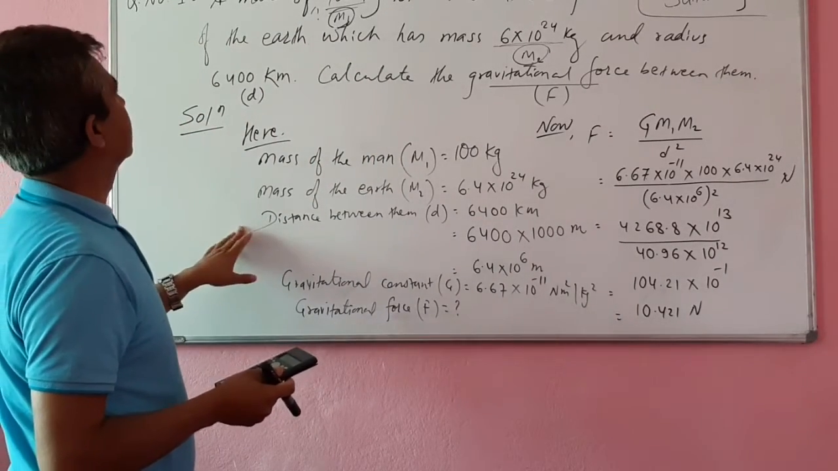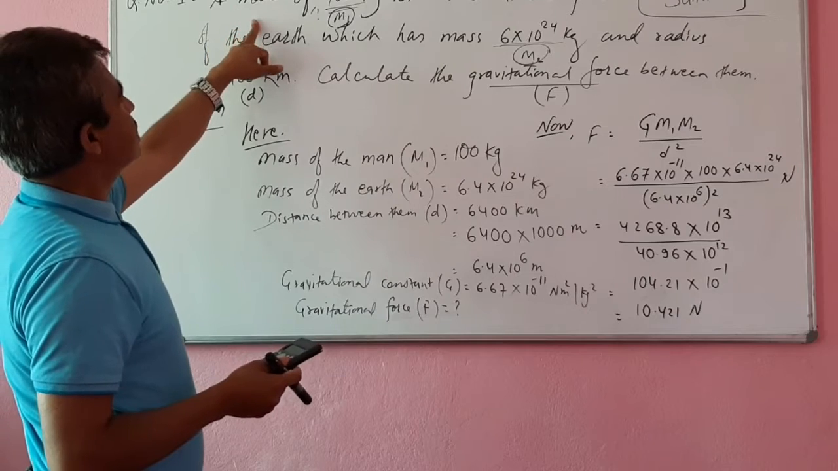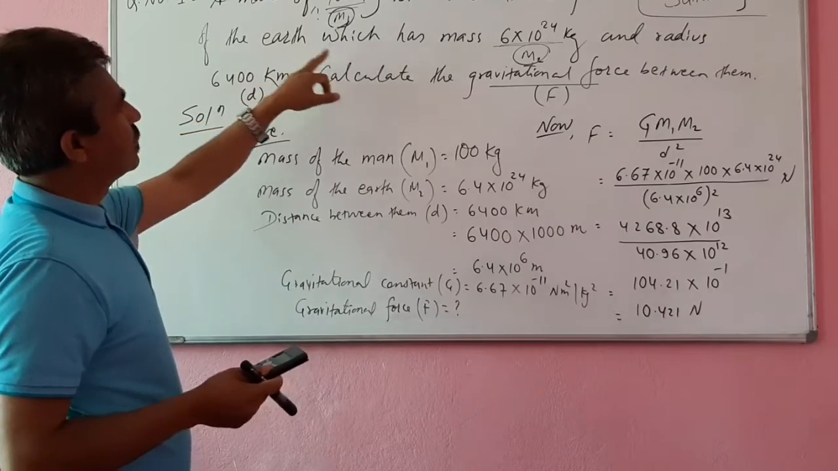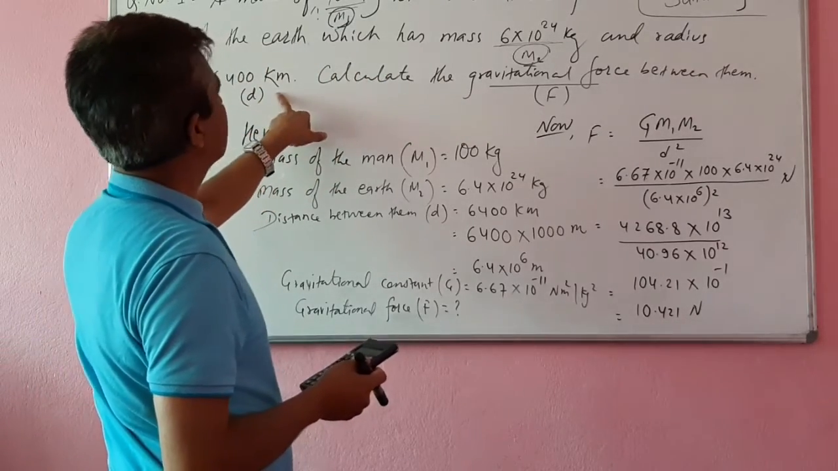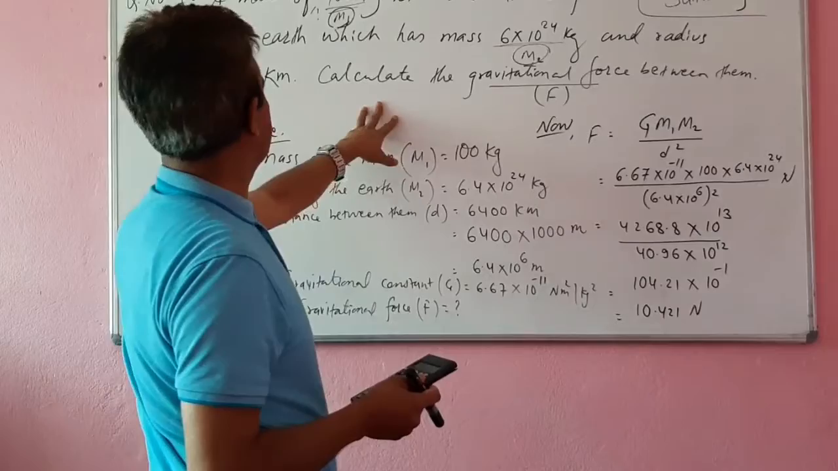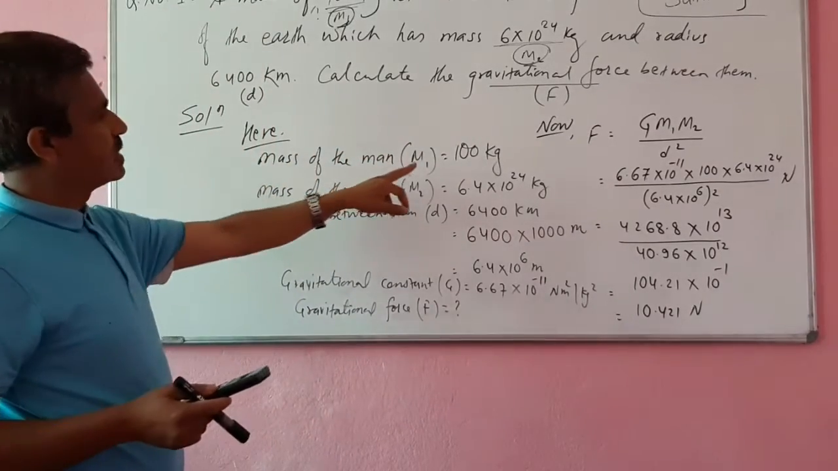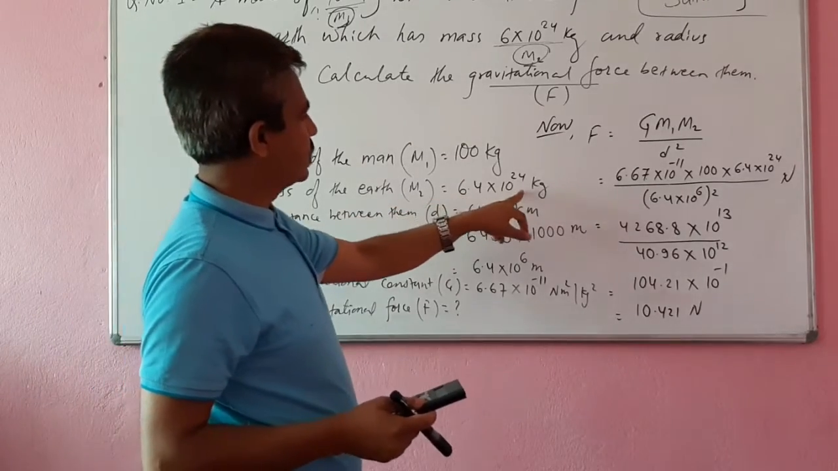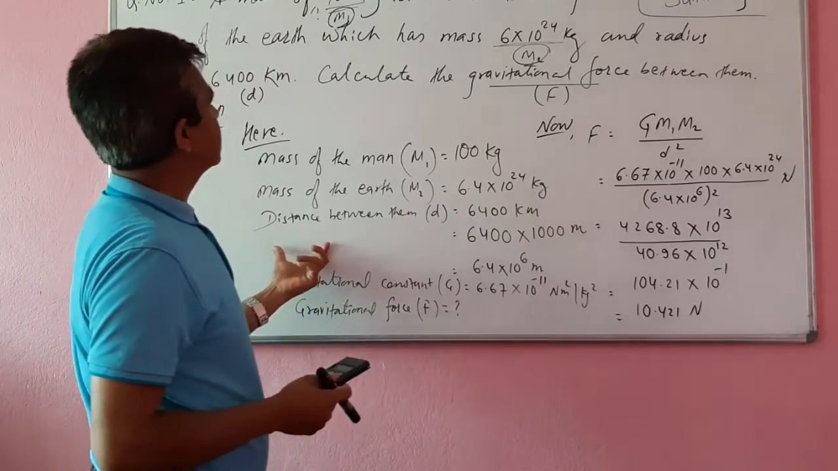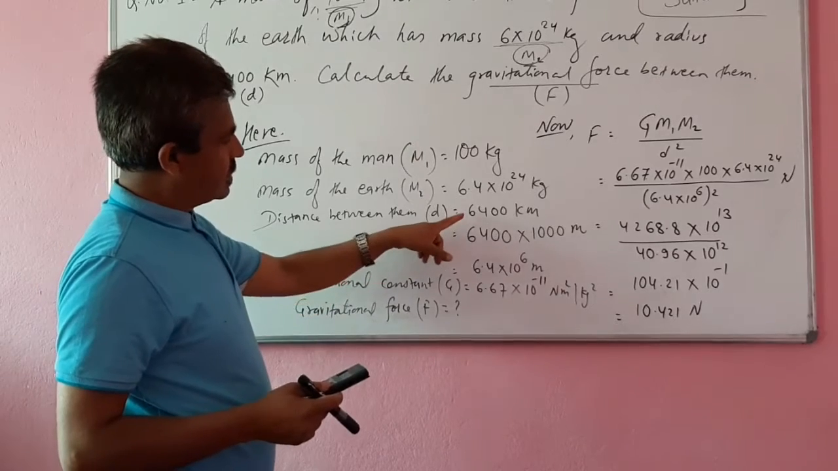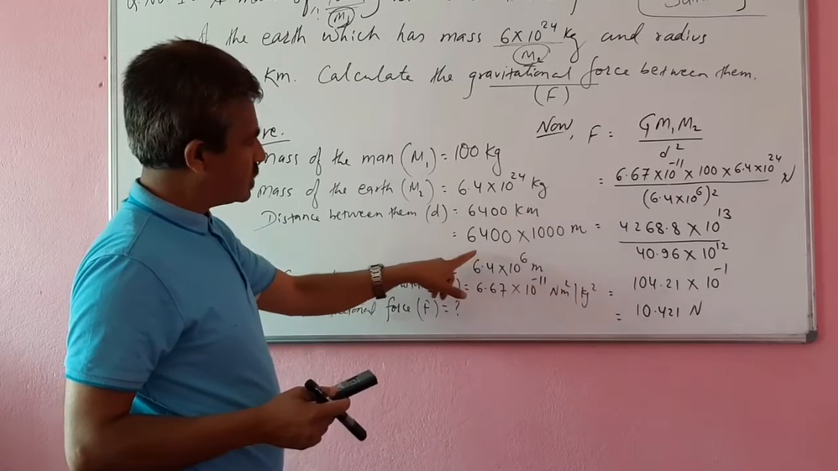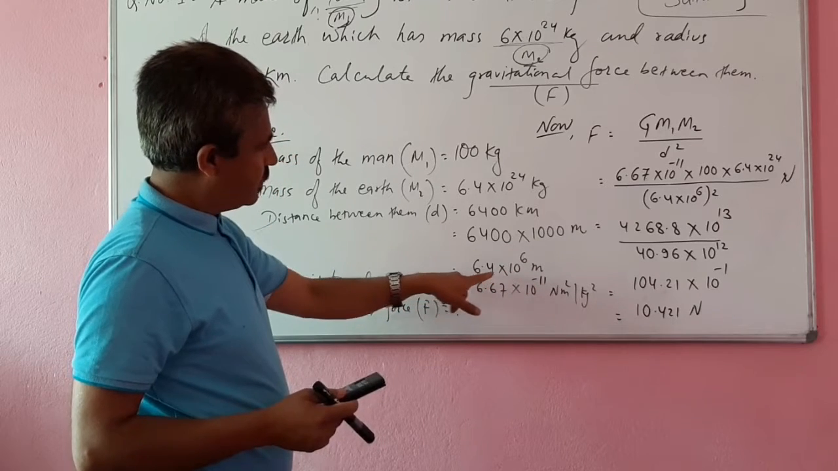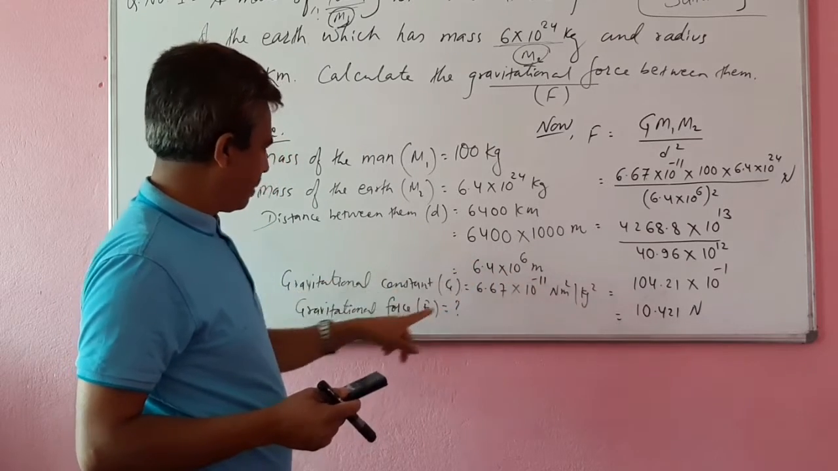So, a man of mass 100 kg stands on the surface of the earth, which has mass this much and radius this much. Calculate the gravitational force between them. Here mass of the man is 100 kg. Mass of the earth is 6.4 times 10 to the power 24 kg. Distance between them is 6400 kilometers, 6400 multiplied by 1000. It becomes 6.4 times 10 to the power 6.